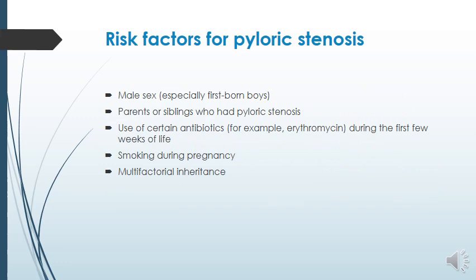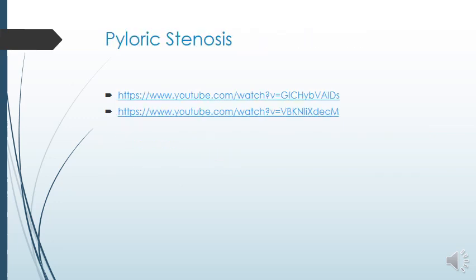This disorder has the risk factors of the male sex, especially firstborn boys, parents or siblings who had pyloric stenosis, use of certain antibiotics, for example, erythromycin during the first few weeks of life, smoking during pregnancy, and this disease is inherited in a multifactorial manner. Please go to these 2 sites for videos on pyloric stenosis.